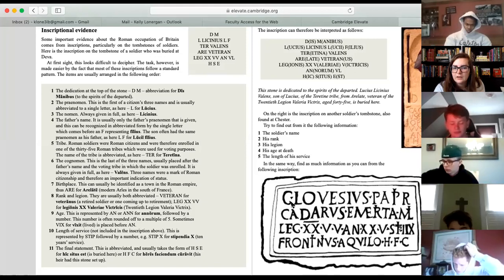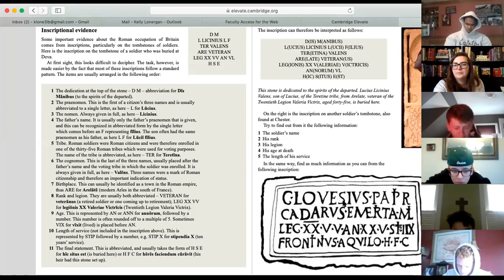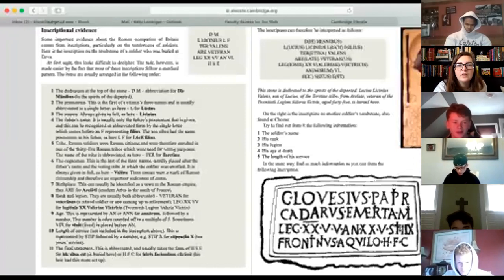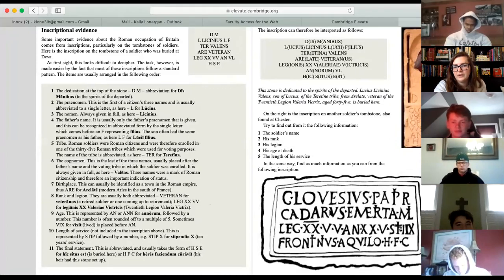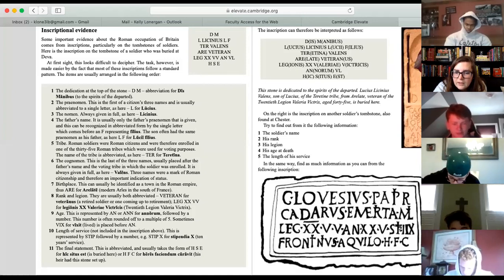I put Lavesius. Okay, that's good. And then can you figure out what his rank is? Valeria Victrix. It's the same as what's on number 8 on the other side. It's very hard to tell, but you can tell what legion he's in, right? He's in the 20th. Yep. Can you tell how old he was when he died? 25. Yep. And the length of his service? 8 years. Uh-huh. Good job.